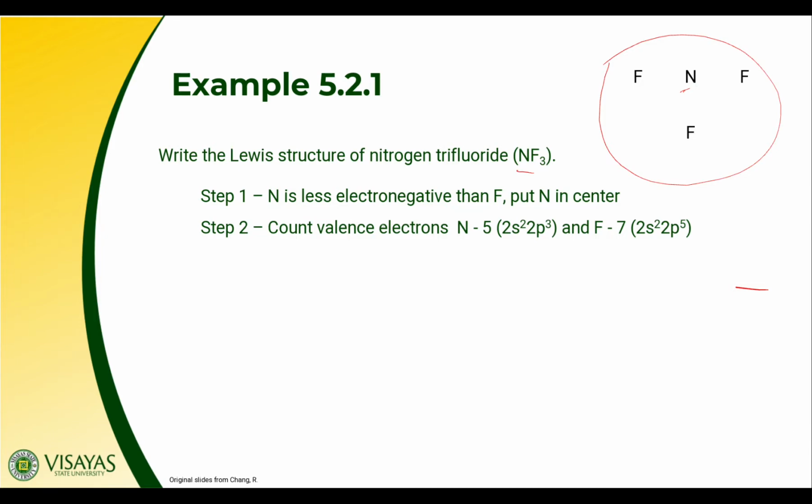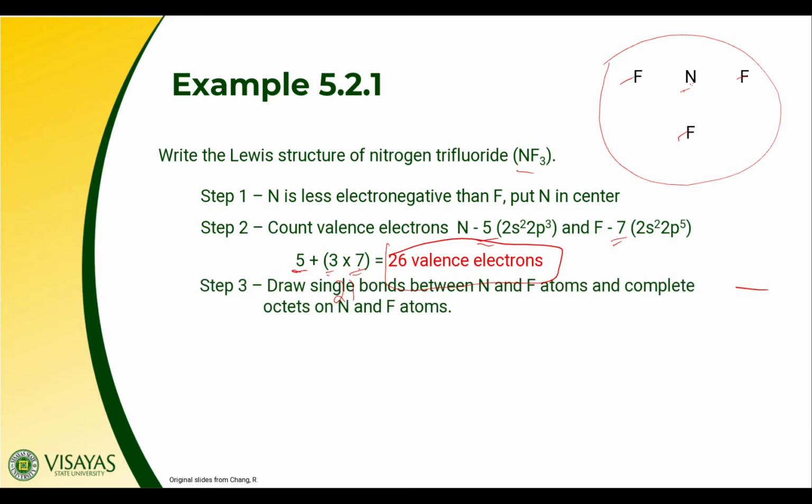Next step is we count the valence electrons. Nitrogen is in group 15, so its valence electron is 5. Fluorine is in group 17, so its valence electron is 7. To count the total valence electrons, we have 5 from nitrogen. Since there is only 1 nitrogen atom, 5 times 1, we have 5. For fluorine, its valence electron is 7. Since there are 3 fluorine atoms, we multiply 7 by 3. We get 21. 21 plus 5, we have 26 valence electrons for nitrogen trifluoride.